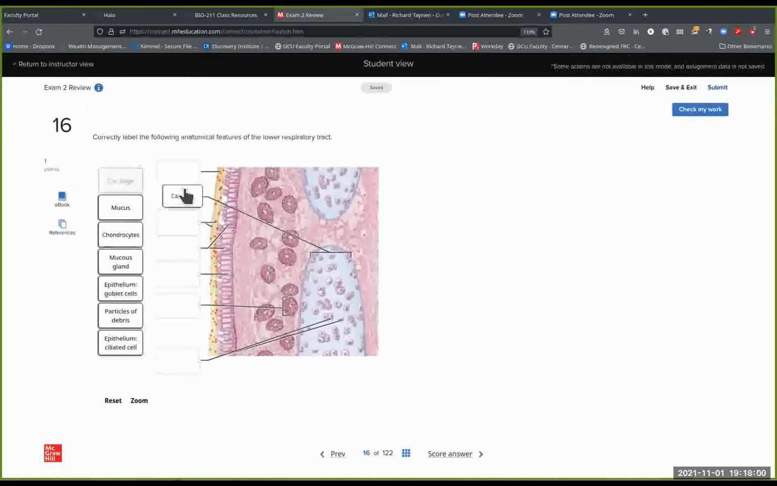So that's here. Then they're actually showing mucus. So the little cells within there are chondrocytes. Have goblet cells. What do goblet cells do? They secrete mucus. So those are in there. Then you have mucus glands there.